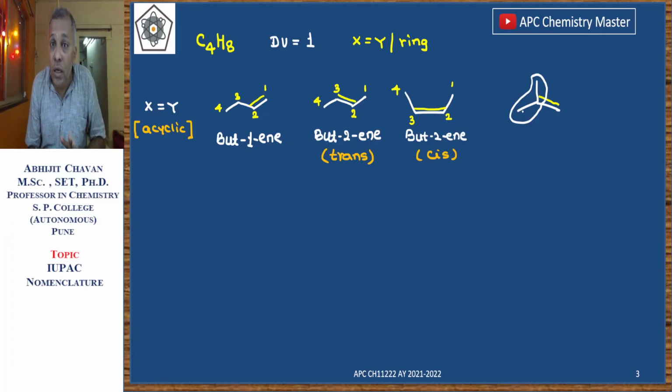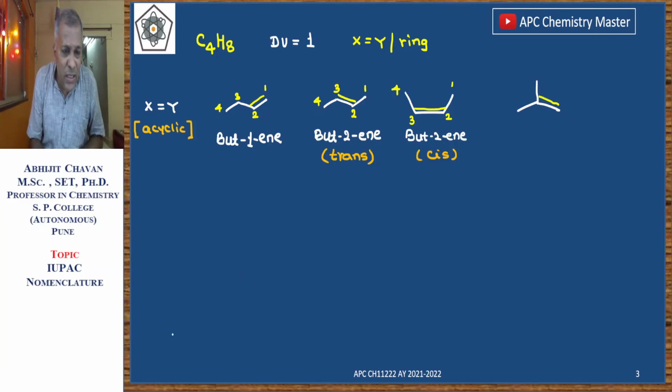Because I know that if I consider this the longest continuous chain, I should give preference to the functional group, multiple bond, and the substituent. Remember that if I select this as the main chain, there is no multiple bond included, and hence I have to select this as the main chain. You may select this as your main chain too, no problem, but remember that this will not become your main chain in any case.